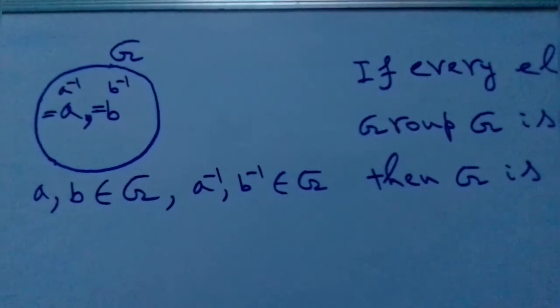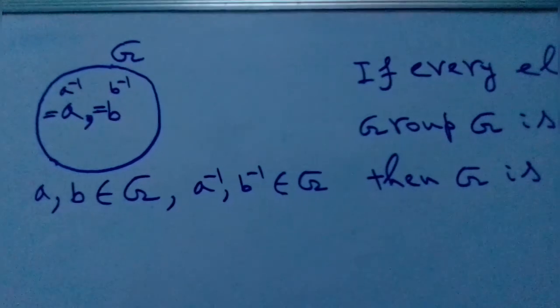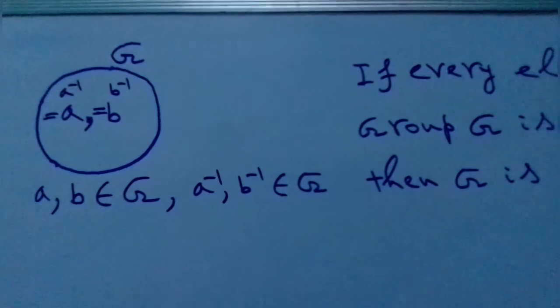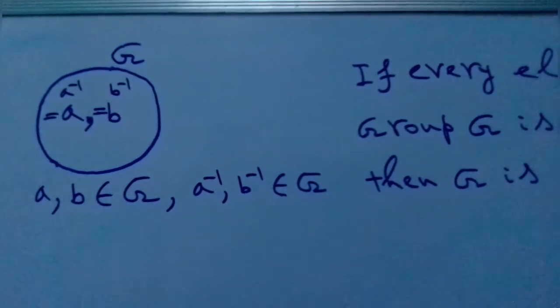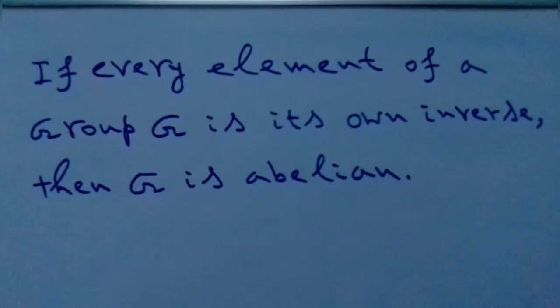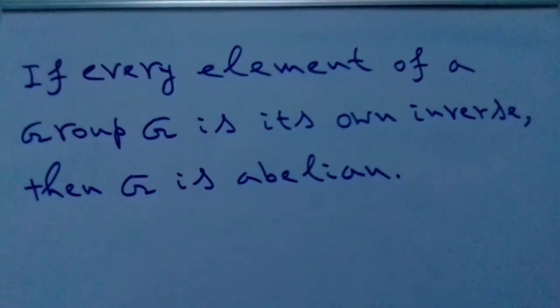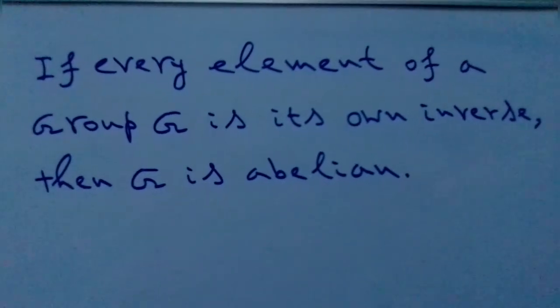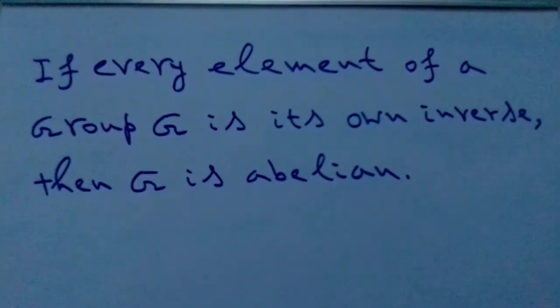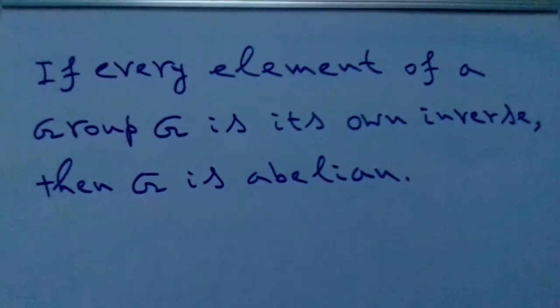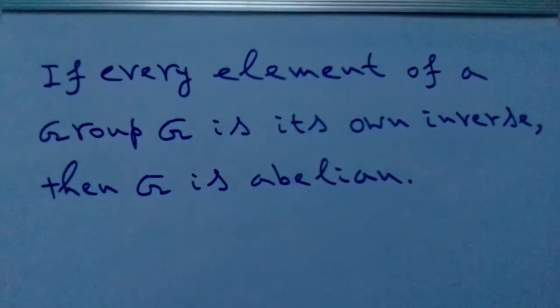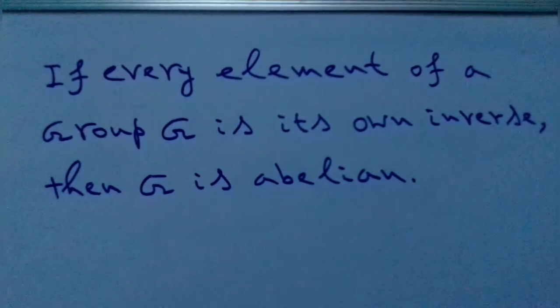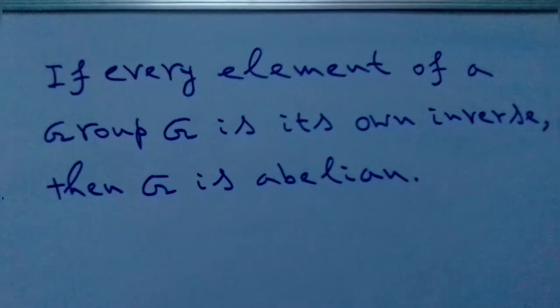Now let's come to the point. Here we are taking G to be a group, and if A, B belong to G, it can be easily said that A inverse and B inverse both belong to G. And now, the result: if every element of a group G is its own inverse, then this group must be abelian. This is the structure of the result. If every element of the group has its own inverse, then we can say it is an abelian group.